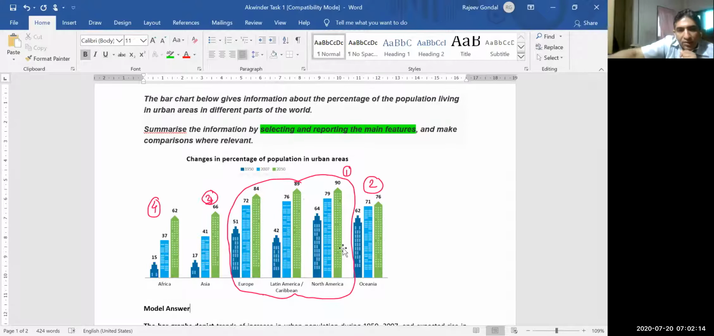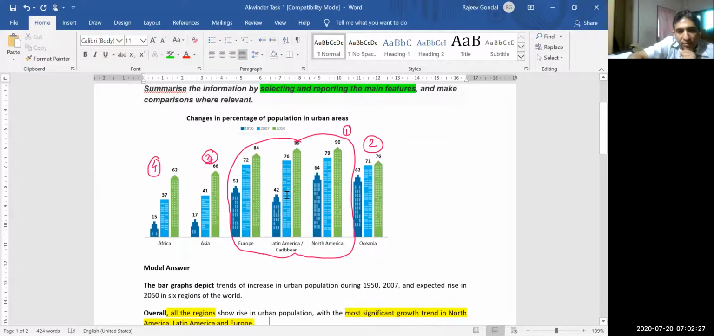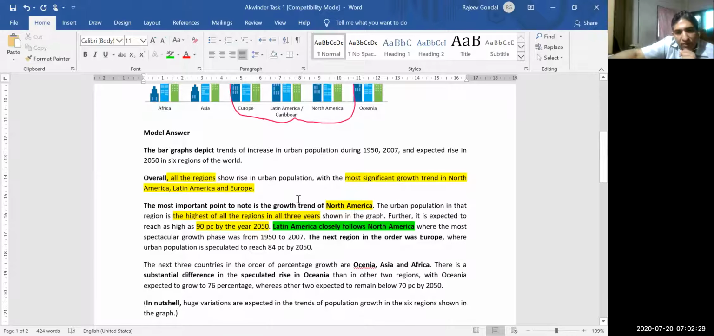right? So what is the main feature of Latin America? So if I ask you this question, what is the most important thing that you observe here in Latin America? It's about this jump from 42 to 76, which is quite substantial, and you're supposed to write about that. So Latin America closely follows North America, where the most spectacular growth was from 1950 to 2007. Now this is an additional detail.